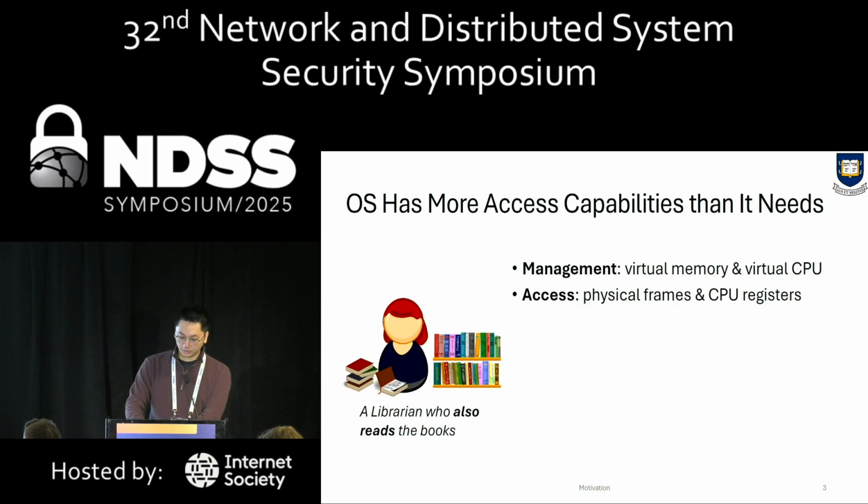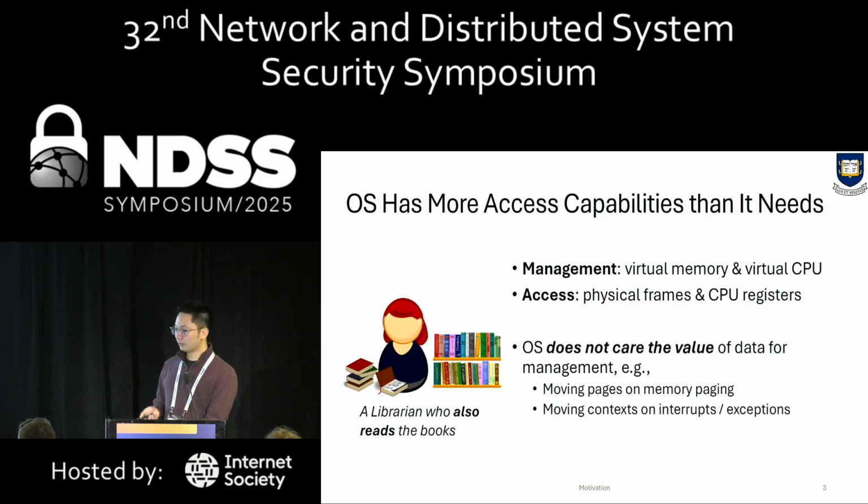We noticed that the fundamental reason for this problem is that the operating system has more access capability than it needs. One fundamental job of the operating system is to manage hardware resources like CPU and memory. To fulfill its job, the operating system requires access to the hardware resources, like the physical memory frame and the CPU register. However, the operating system does not really care about the exact value stored in the resources. For example, when the operating system moves pages, it just copies the pages from one frame to another frame without caring about the exact value in the frame, right?